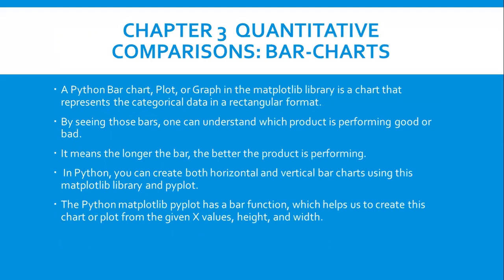Now we will discuss chapter 3, which is quantitative comparisons, bar charts. A Python bar chart, a plot or graph in the Matplotlib library, is a chart that represents the categorical data in a rectangular format. By seeing those bars, one can understand which product is performing good or bad. It means the longer the bar, the better the product is performing. In Python, you can create both horizontal and vertical bar charts using the Matplotlib library and PyPlot. The Python Matplotlib PyPlot has a bar function which helps us to create this chart or plot from the given x values, height and width.